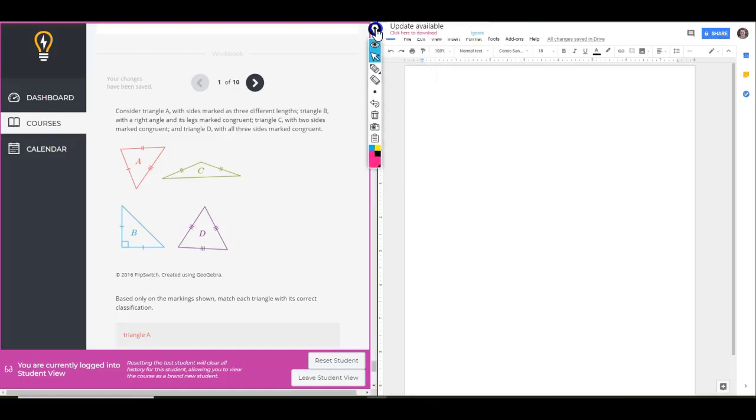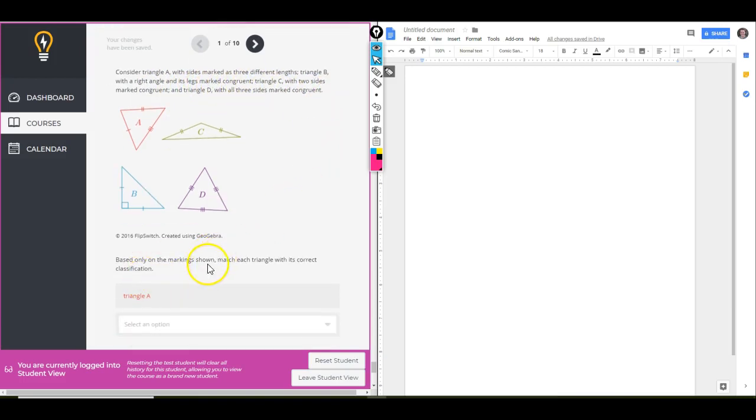Welcome to lesson 2, question 1 of the workbook. Consider triangle A with sides marked as 3 different lengths, triangle B with a right angle and its legs marked congruent, triangle C with 2 sides marked congruent, and triangle D with all 3 sides marked congruent. Based on the markings shown, match each triangle with its correct classification.